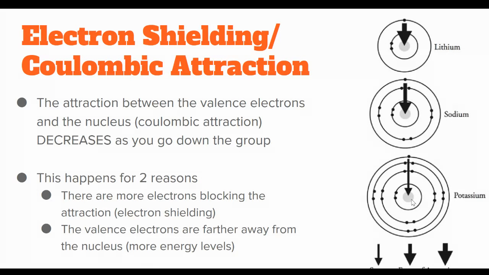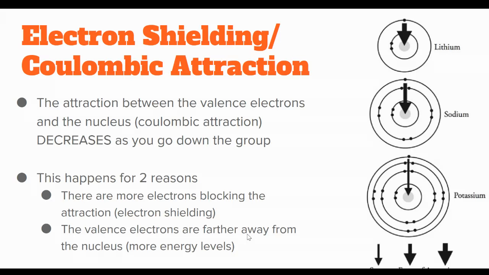And then we have the simple fact that as you add more energy levels, the valence electrons are just further away. So they're not as attracted. It's kind of the same thing. Think of a magnet. So if you have a magnet and you pull the magnet apart, they're less and less attracted to each other the further away that they get. And that's the same thing with protons and electrons. The further apart they are, the less attraction there is.